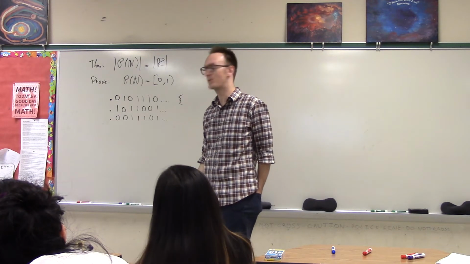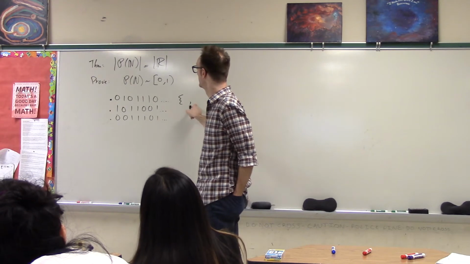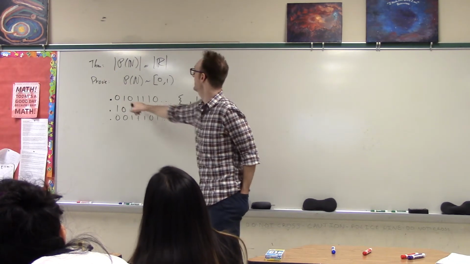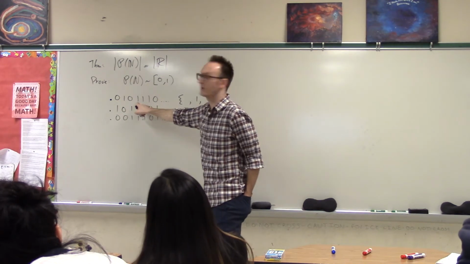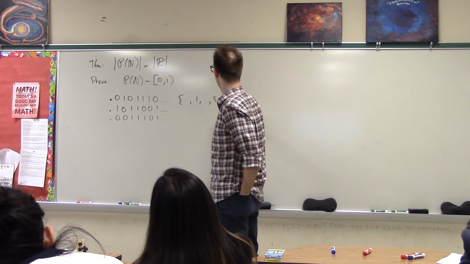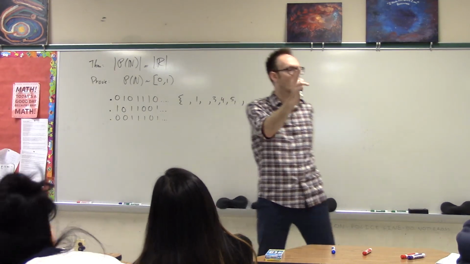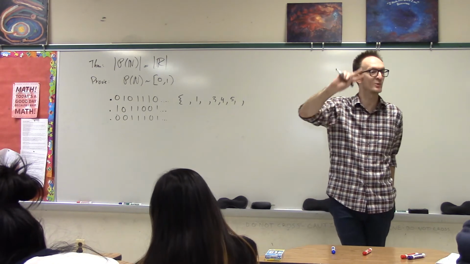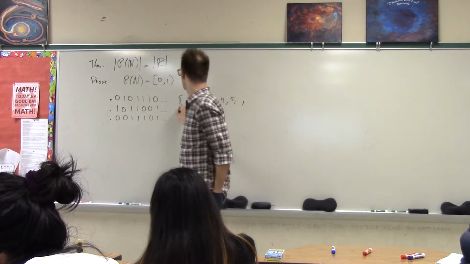Do I invite 0 to the party? No. Do I invite 1 to the party? Yes. Do I invite 2 to the party? Definitely not. Do I invite 3 to the party? Yes. And I invite 4, and I invite 5. Do I invite 6? No. Does everyone see that? You just interpret the 1 and the 0 as telling you whether to include or not include that number.